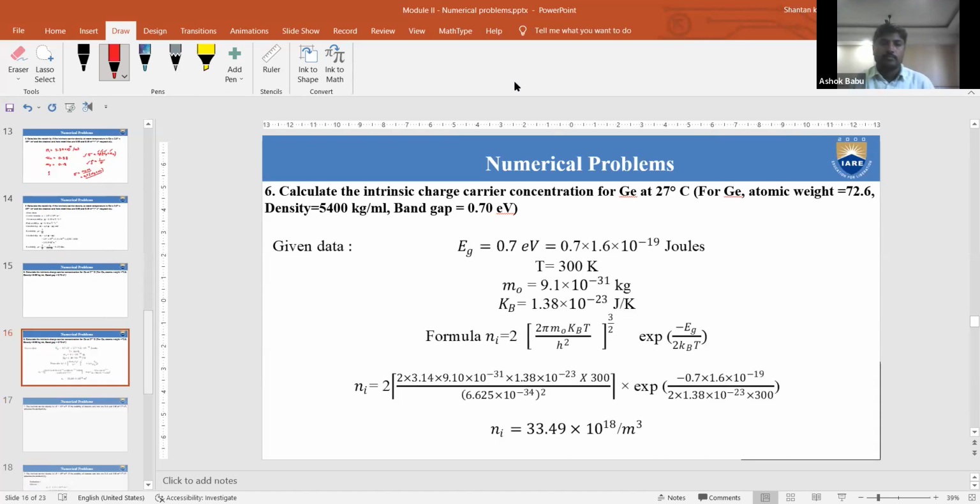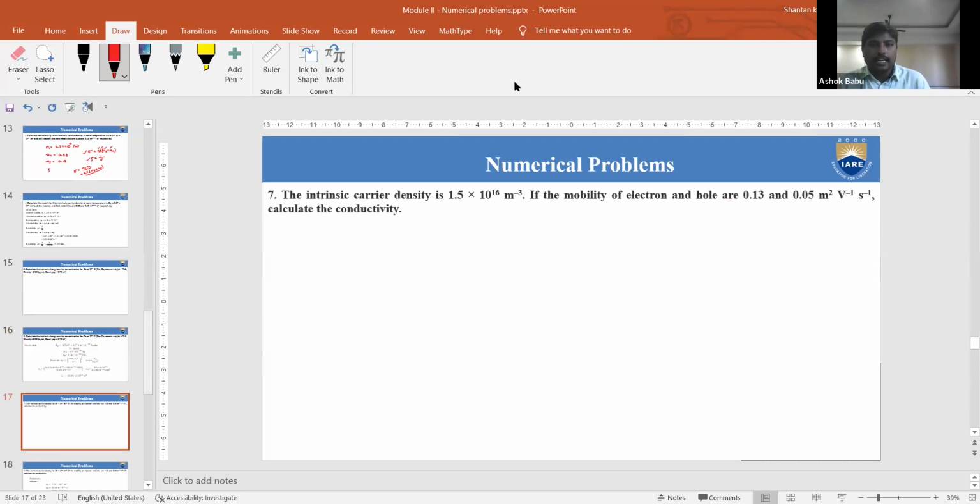And the seventh one: the intrinsic carrier density is 1.5 into 10 power 16 per meter cube. If the mobility of electron and holes are 0.13 and 0.05, calculate the conductivity.